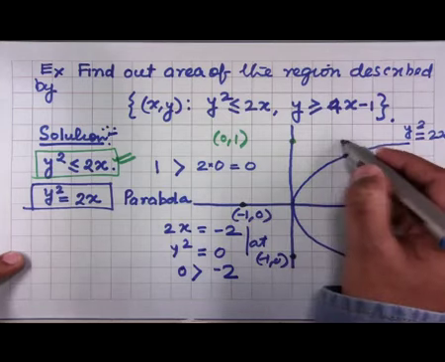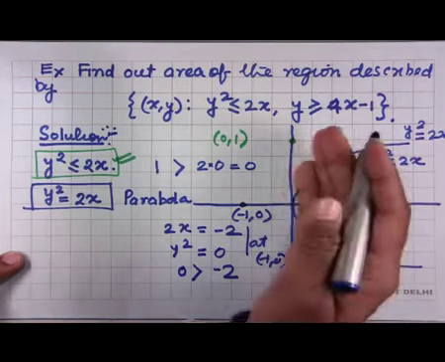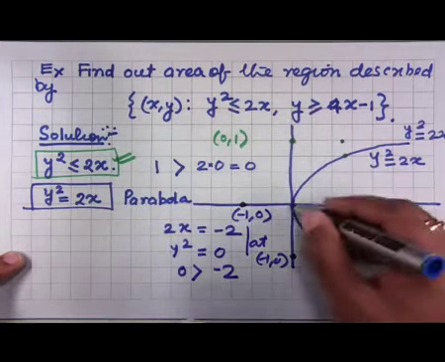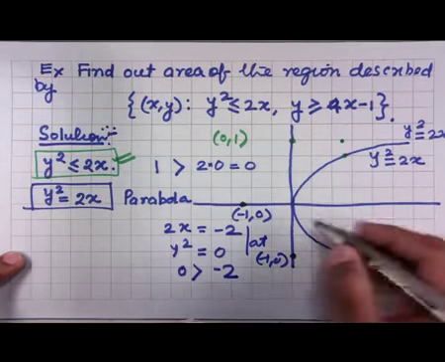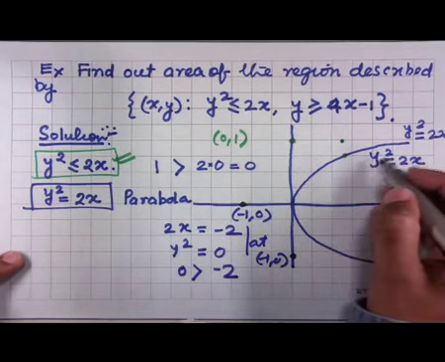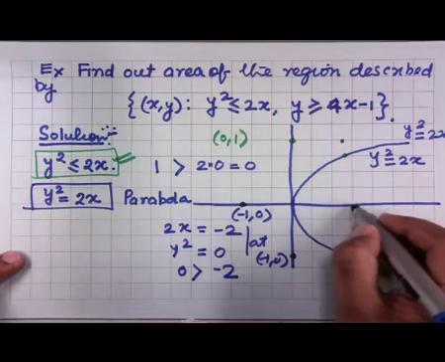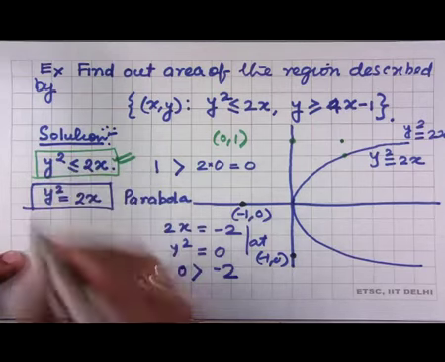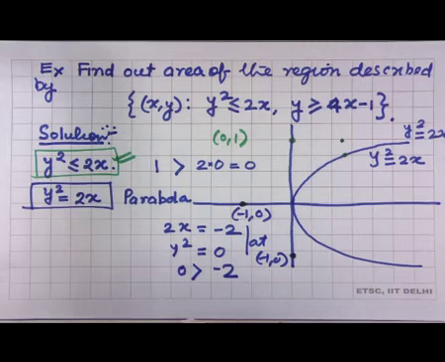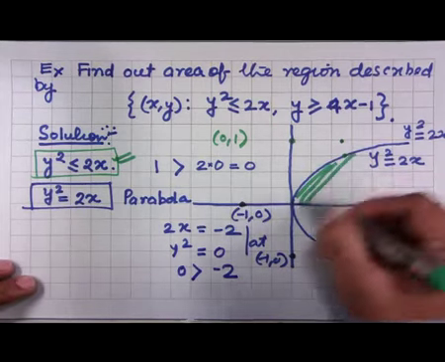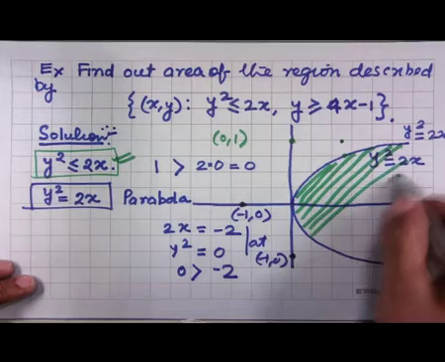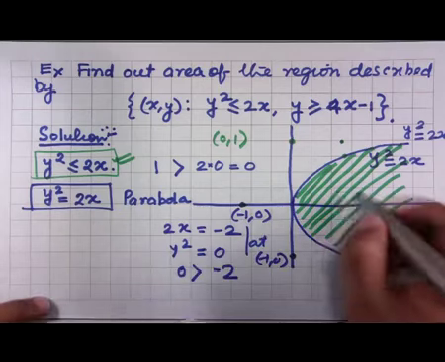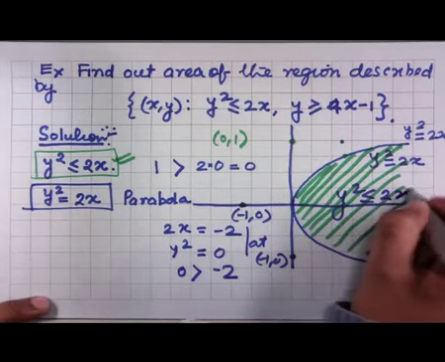So, if you take any point above the parabola, or on the negative side of the x axis, or below this parabola, all these points are outside the region. If you take any point inside the parabola, you see that this inequality will be satisfied, y square is less than or equal to 2x. So, this shaded area is y square less than or equal to 2x.